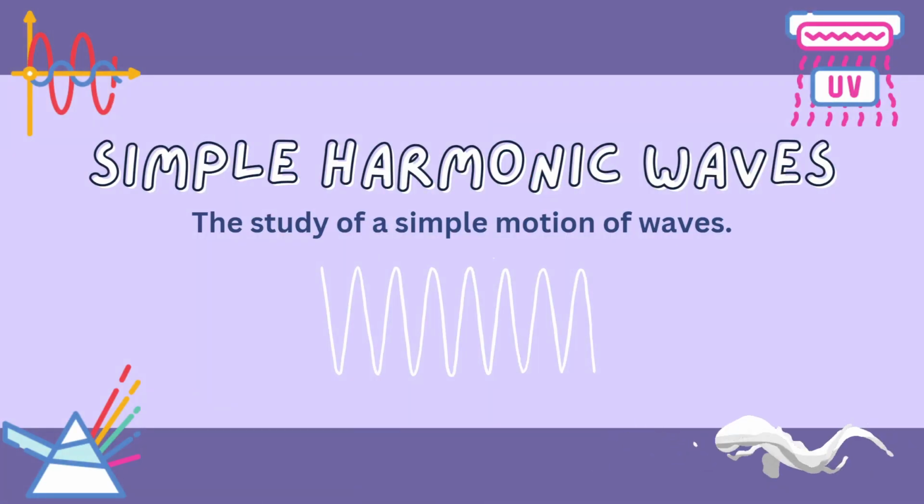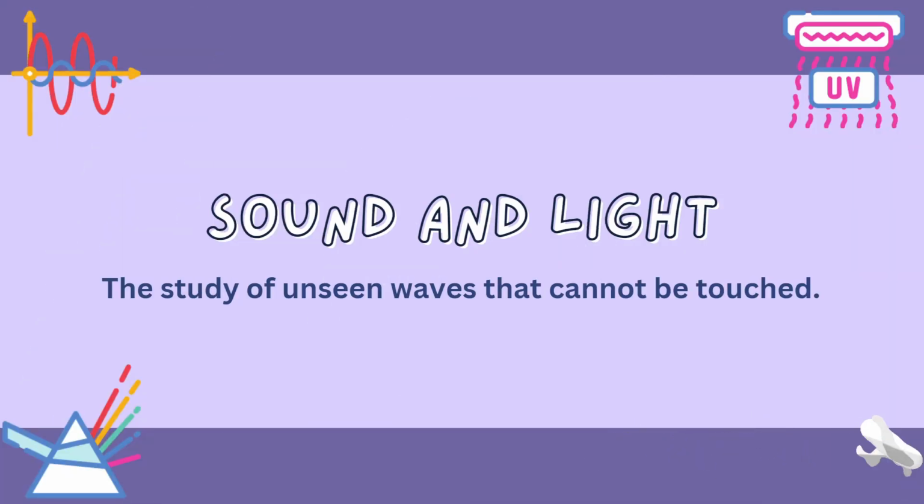Simple harmonic waves, the study of a simple motion of waves. An example of how they look like is also demonstrated here. Sound and light, the study of unseen waves that cannot be touched. Now, you might be wondering that you can see light, but you can't see it in the form of waves. That's why it's still an invisible wave.